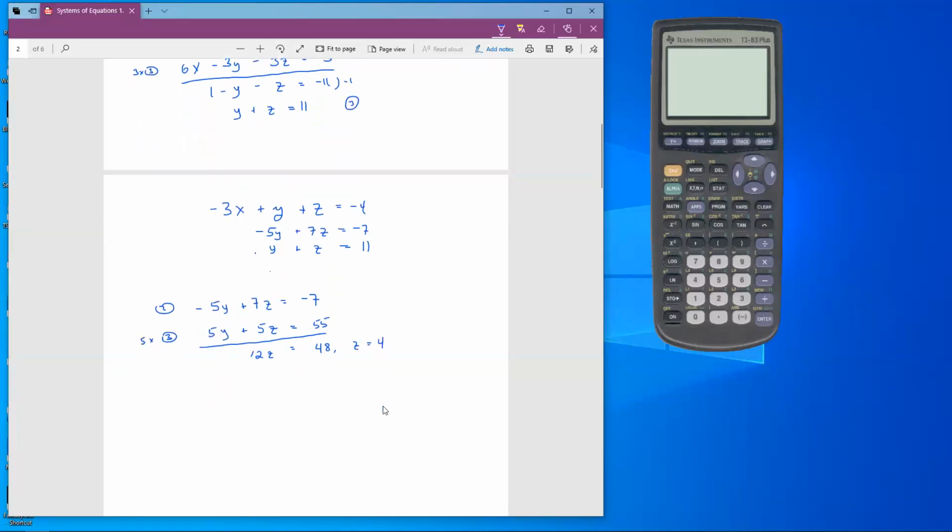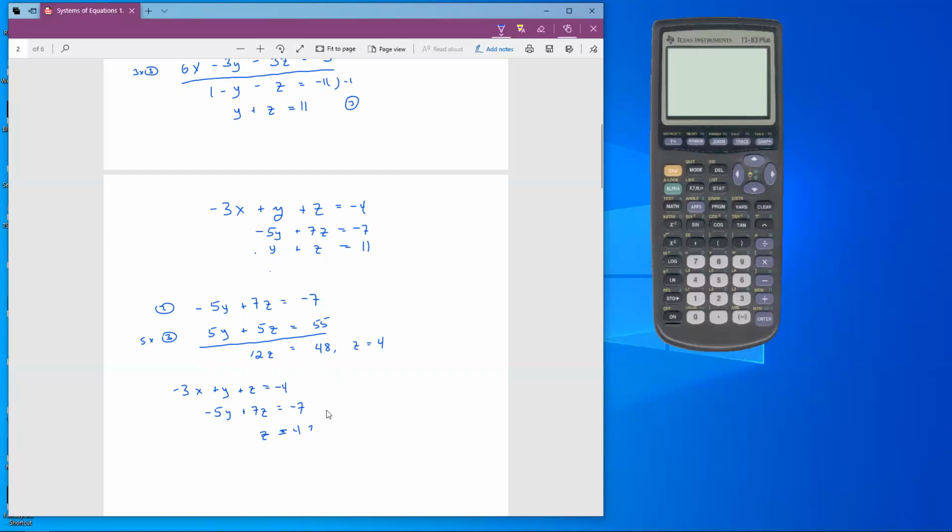Okay, so here's why it's called triangular form, because when I'm all said and done here, my summary here is negative 3x plus y plus z is equal to negative 4. We have negative 5y plus 7z is equal to negative 7. And then we have z is equal to 4. The idea here is that we're going to use this z is equal to 4 to back substitute into the second equation and then back substitute into the first equation.